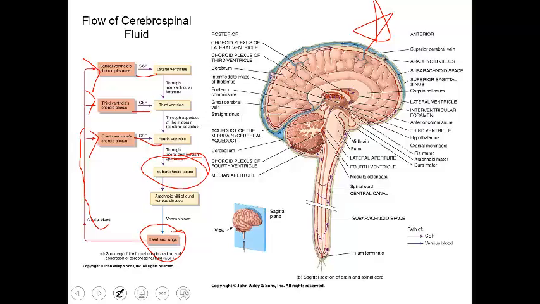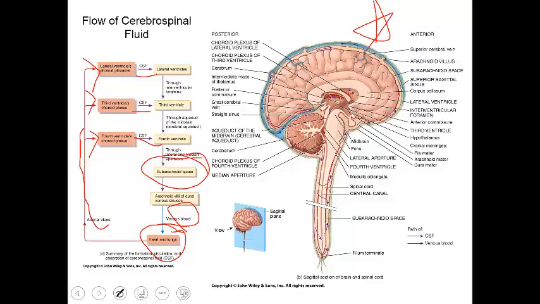Now, if you remember, the subarachnoid space has arachnoid villi. So the arachnoid villi are reabsorbing the cerebrospinal fluid, and via the venous system, taking it back to the heart and then eventually to the lungs.